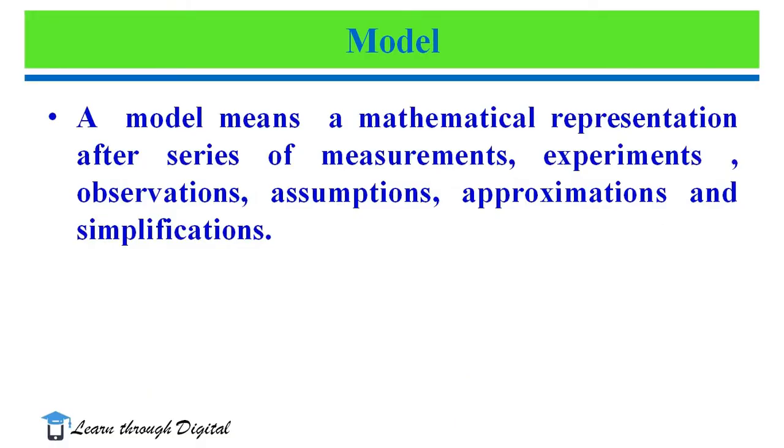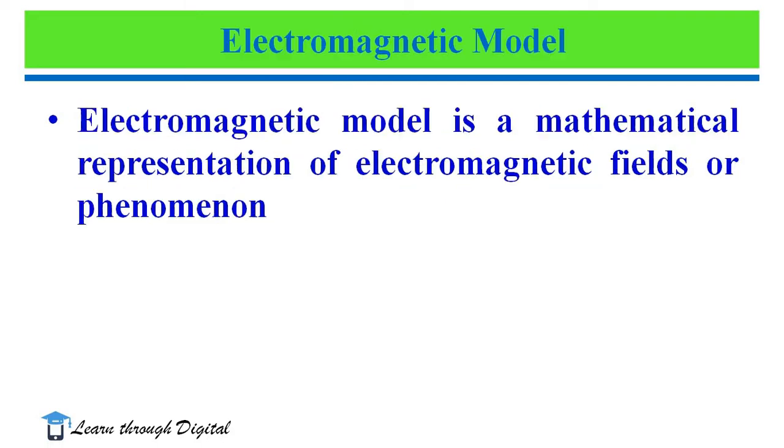Before starting the electromagnetic model, we shall discuss what is meant by model. A model means a mathematical representation of a series of measurements, experiments, observations, assumptions, approximations and simplifications. Then, what is electromagnetic model? Electromagnetic model is a mathematical representation of electromagnetic fields or phenomena.